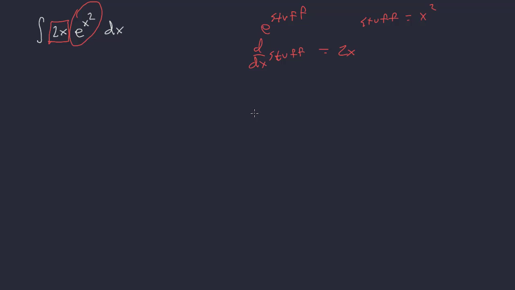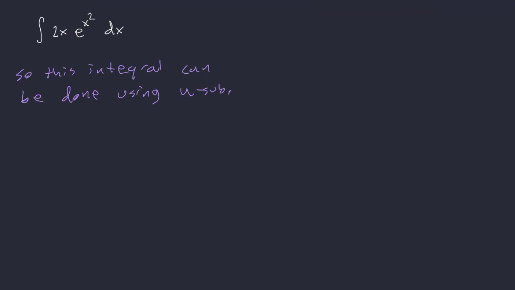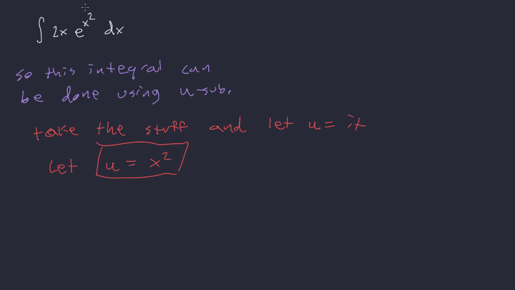All right, so the integral can be done using u-substitution. And I'm going to start abbreviating this as u-sub, so we can use a u-sub. Now, how does a u-sub work? Well, here's what we do. That stuff, we're going to take the stuff, and let u equal it. So we're going to let u equal x squared. So this is the stuff in the exponent in this case.